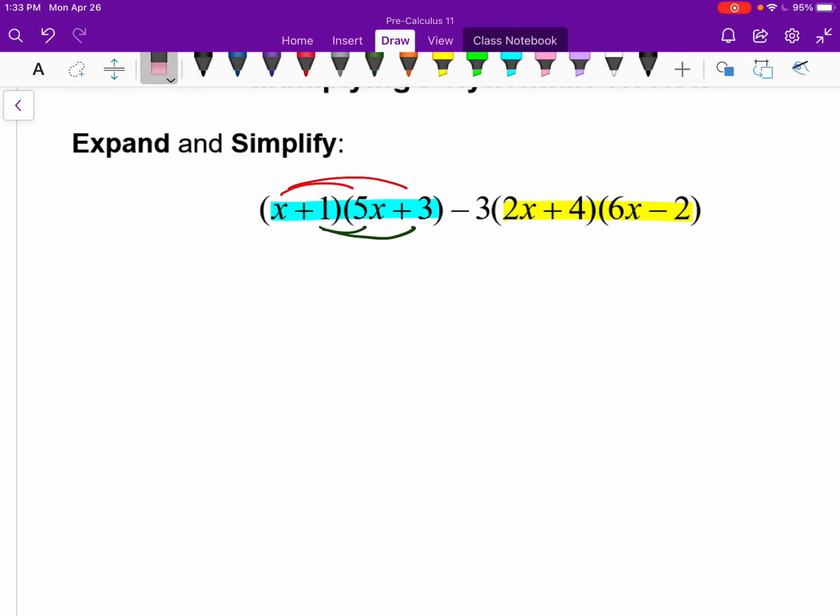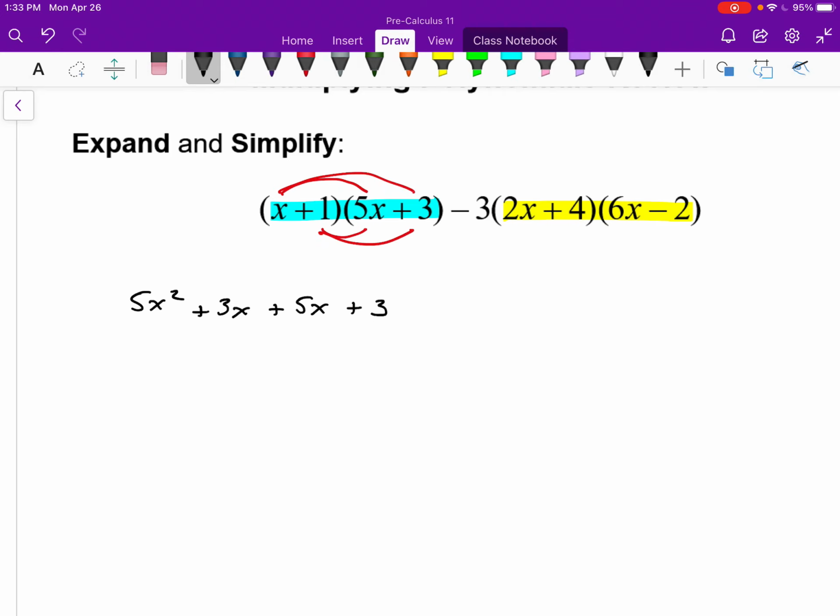But going back, first thing I'm going to do, although the order doesn't really matter, as long as I don't lose track of things, x times 5x is 5x squared. X times positive 3 is positive 3x. 1 times 5x is just 5x. And 1 times 3 is 3.